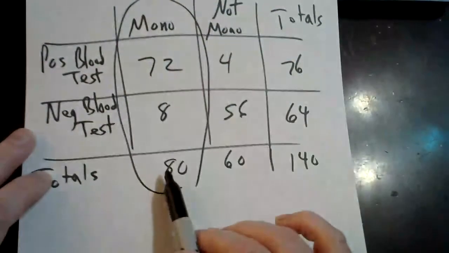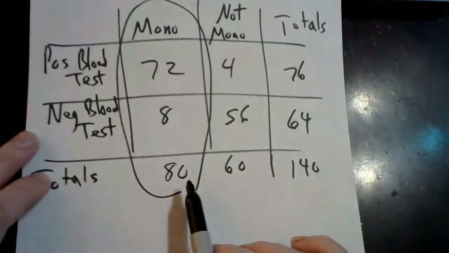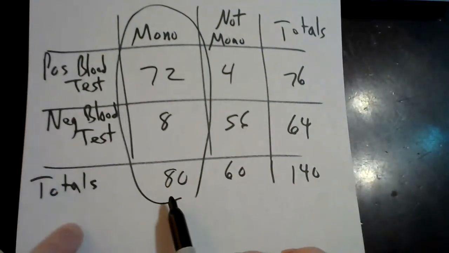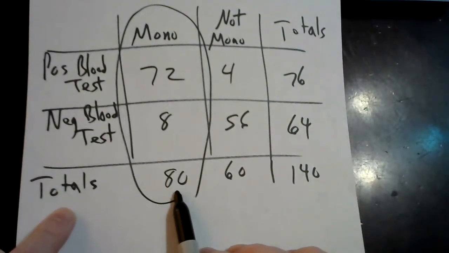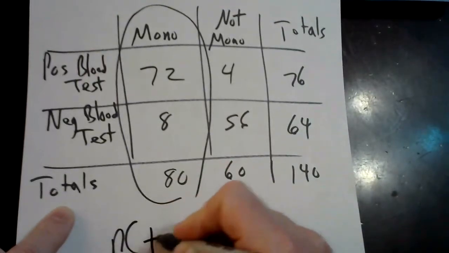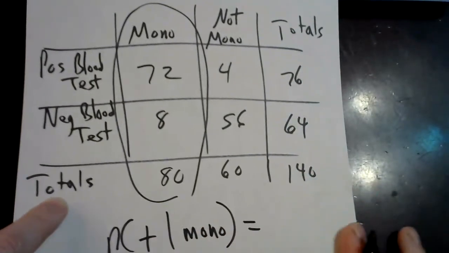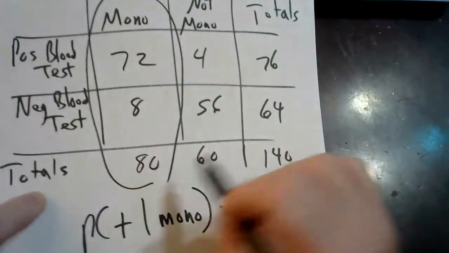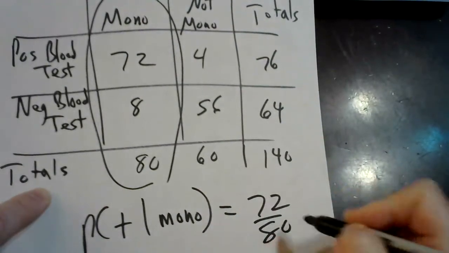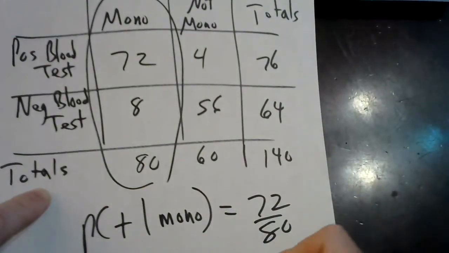So given that they have mono, we're only going to focus on the first column and nothing else. The restricted sample space actually has 80 students in it. So what is the probability that they test positive given that they have mono? Well, notice that 72 out of 80 tested positive that had mono. So that's the probability. We just have to plug that into a calculator.